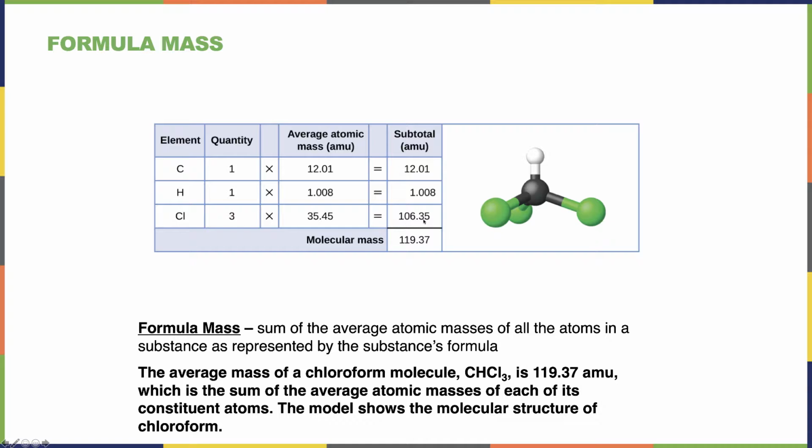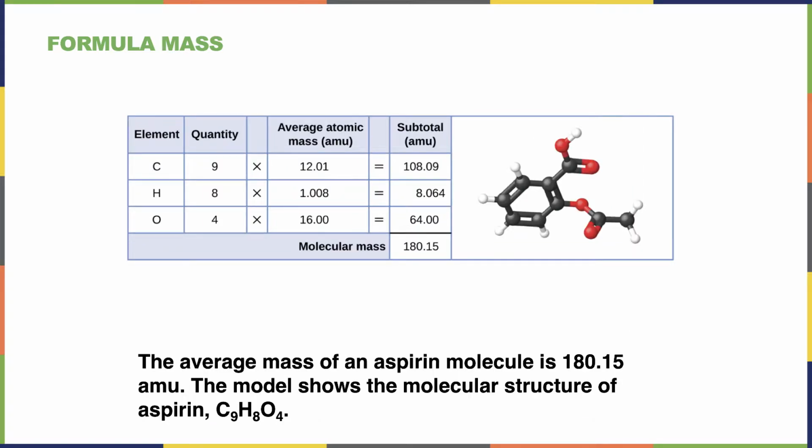You add these up and the molecular or formula mass for chloroform is 119.37 AMU. That means that one molecule of chloroform, CHCl3, has an average atomic mass of 119.37 atomic mass units. Let's look at another example.